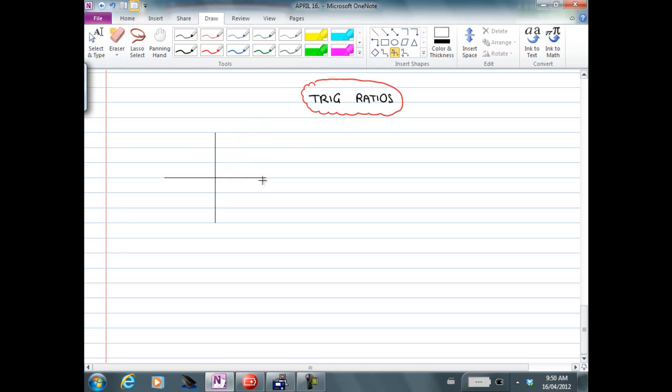Let's draw a quadrant. Okay. Let's label quadrant 1, 2, 3, 4. There's going to be a system I'm going to teach you. This is called the CAST rule.